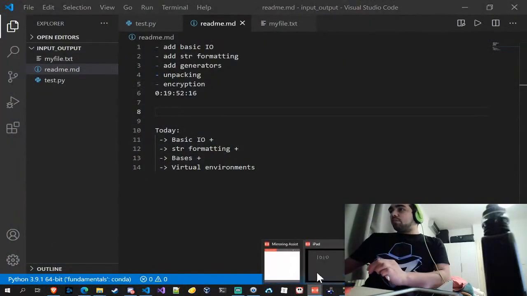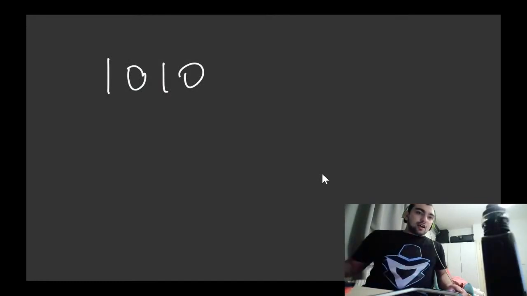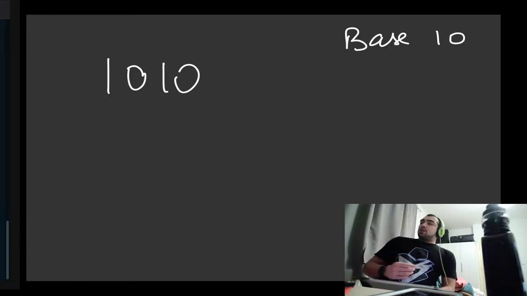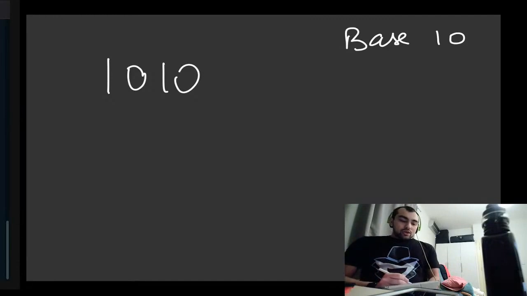Okay, again. So let's say we have a number, and this number is 1010, right? And this number is base 10. What does this mean? You might have learned in high school that you can separate the different digits of a particular number into certain places. So for example, let me do this larger. 1010.